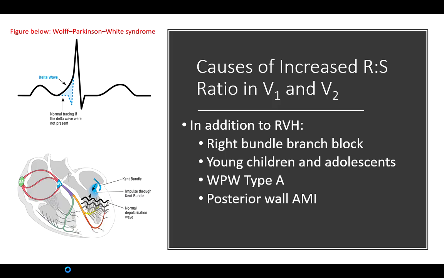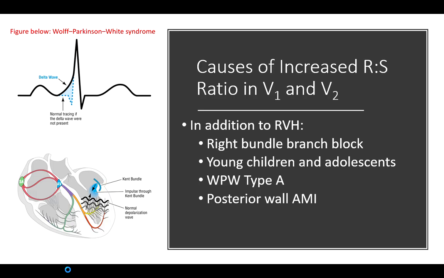Type A is where a QRS is mainly upright in all your precordial leads, and this would tell a clinician that the pathway, which is called the Kent bundle, and in fact I've got a picture of it right here, it would say that the Kent bundle is on the right side of the heart. Excuse me, the Kent bundle is on the left side, just like this one. This would be a normal variant. So the Kent bundle is on the left side of the heart, as we're seeing right here. This would be Wolff-Parkinson-White type A.